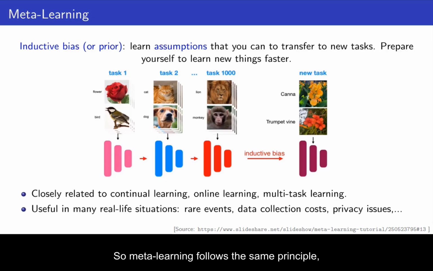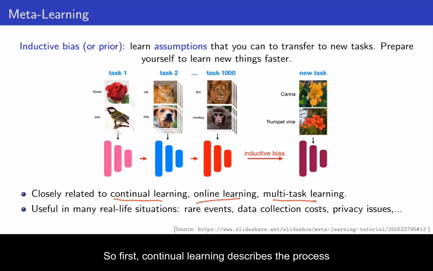So meta-learning follows the same principle, and it learns assumptions, which are also called inductive bias or priors, during training on learning multiple tasks. These priors can then be transferred to a new task at a later stage. Due to this reason, meta-learning is closely related to continual learning, online learning, and multitask learning. Now, these are different learning concepts.